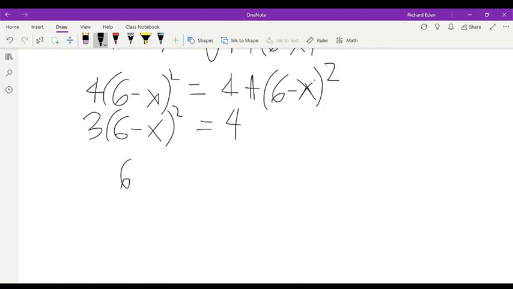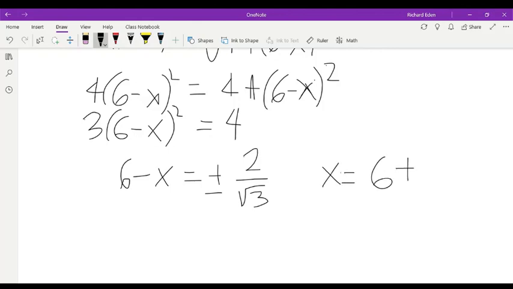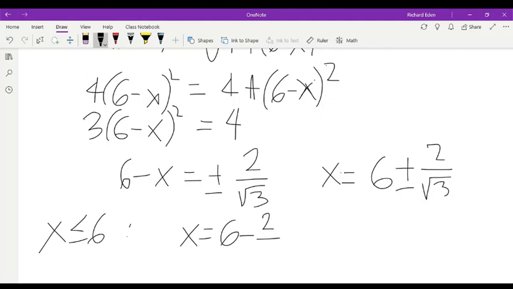Then take the square root, 6 minus x. You have 4/3, and when you take the square root, 2 over the square root of 3, but don't forget plus or minus. So therefore you have the following two candidates. Just algebra your way through it. 6 plus or minus 2 over the square root of 3. Two critical numbers, but remember x does not exceed 6, so you are only left with this critical number 6 minus 2 over square root of 3.